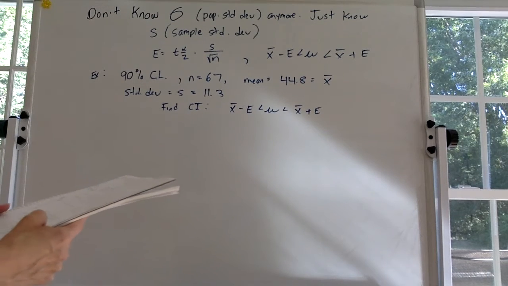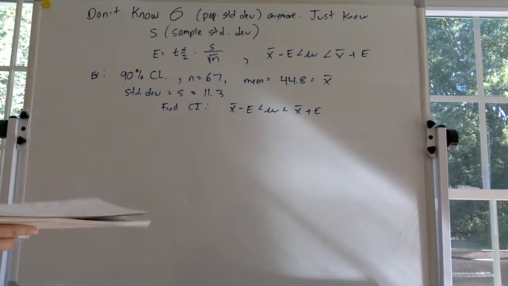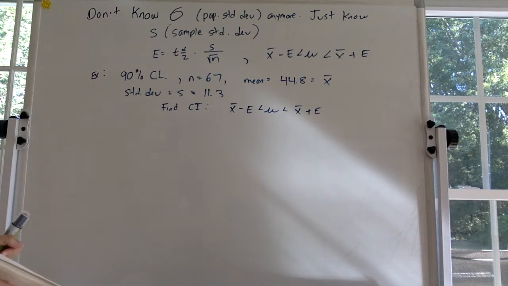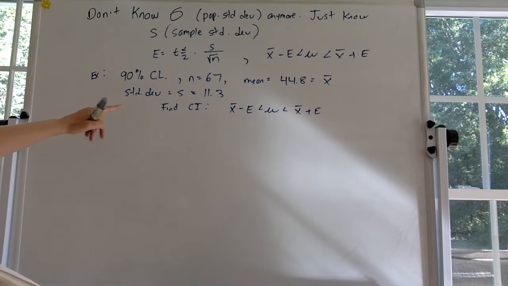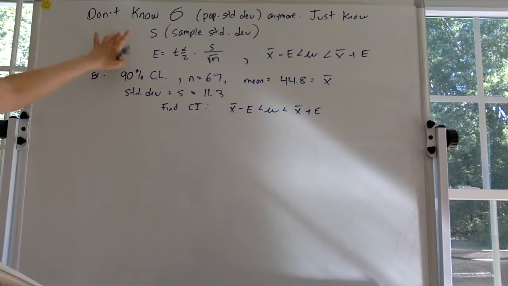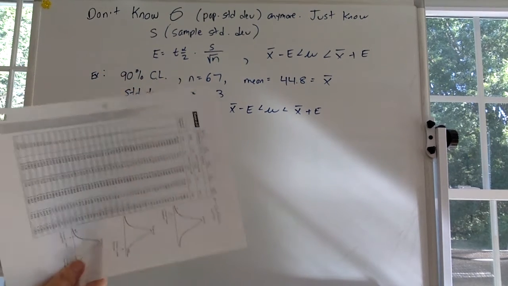Okay, we have another problem here where they tell us we have a 90% confidence level. Our sample size is 67. Our X bar, or mean, is 44.8. And our sample standard deviation, little s, is 11.3. So we don't know our sigma, our population standard deviation. We only know the sample standard deviation, so we're going to use that T table that I gave you, okay?